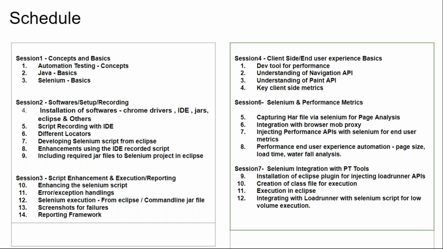Okay. Then once we understand how to do the recording, how to do the scripting, how to navigate between different flows, we will try to understand some basics about client-side performance or end-user experience. How do we use the developer tool for performance? Understanding the Navigation API, Paint API. Those are the important APIs that are available in your browser for you to gather a few metrics. We will also understand some key client-side metrics. And then we'll move on to how to get these metrics from a Selenium script.